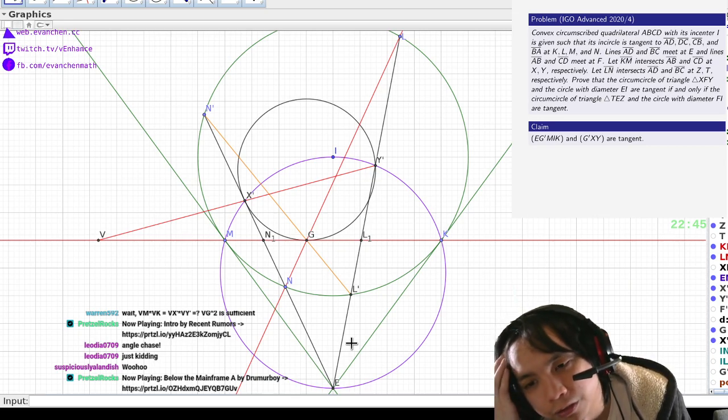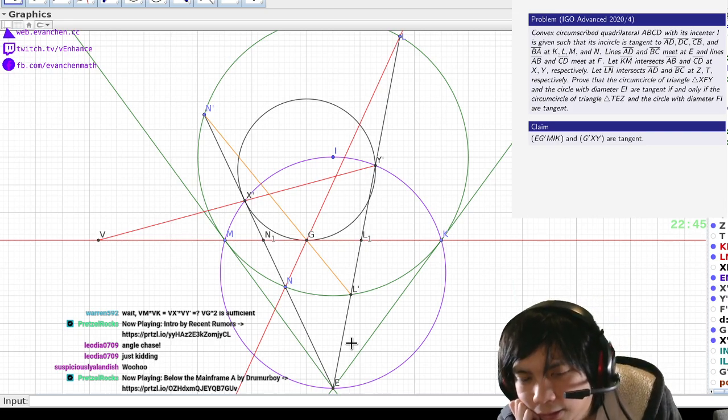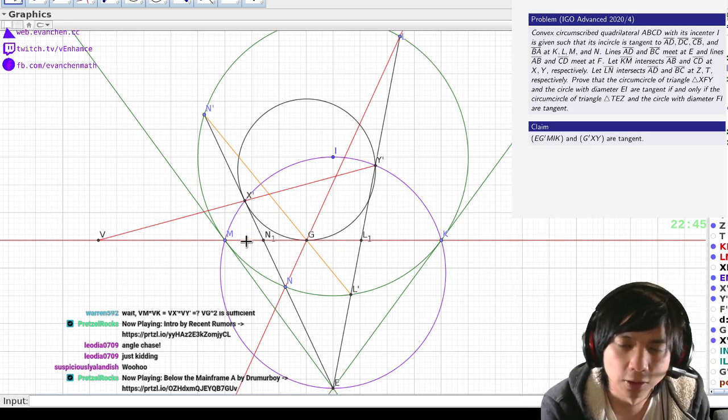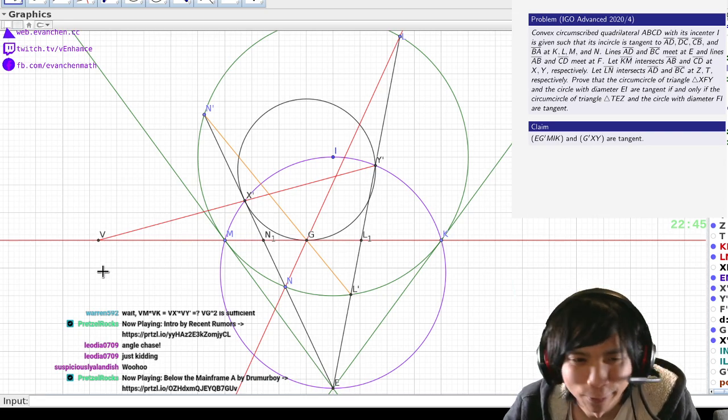Also, the reason G is there is because of Brocard's theorem. Wow, what the heck? Okay, that happened. Great, so we proved the lemma. Back to the original problem.